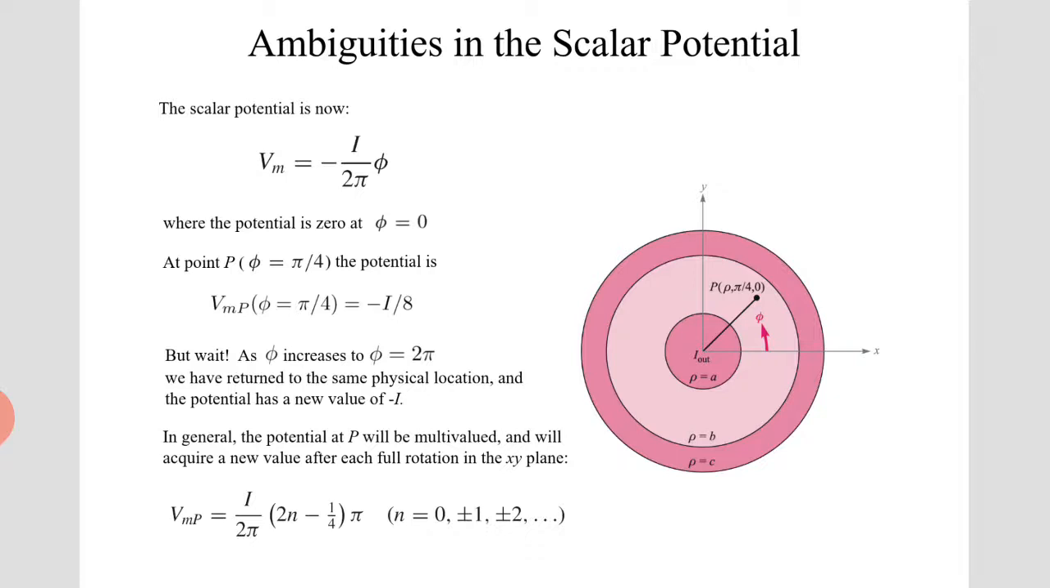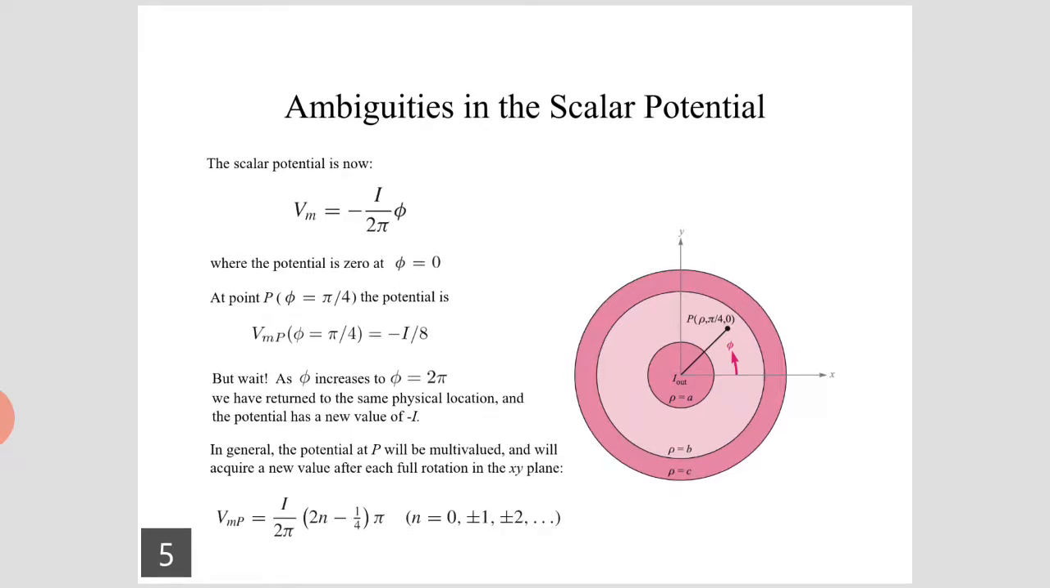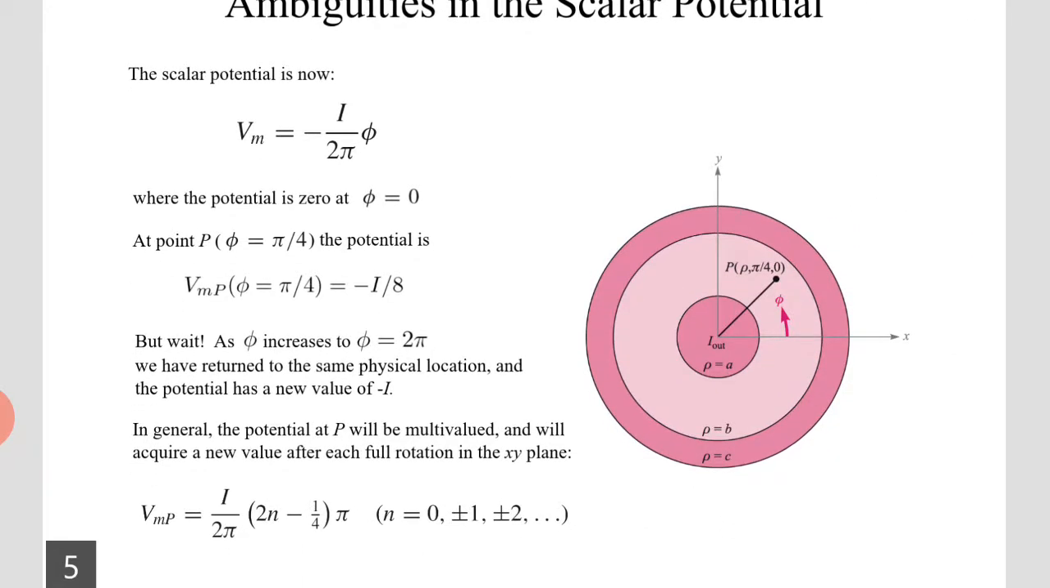But at point P, that is φ is equal to π by 4, the potential Vmp is equal to minus I by 8. But as φ increases to φ is equal to 2π, we have returned to the same physical location and the potential has a new value of minus I. If you substitute φ is equal to 2π, the value of Vm becomes minus I. That is nothing but the same physical location with a different value.